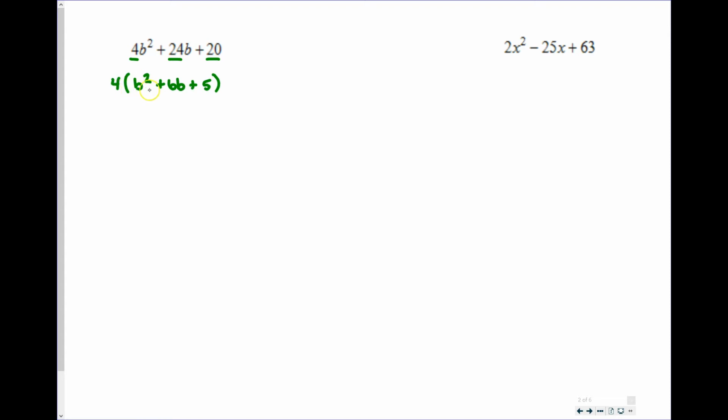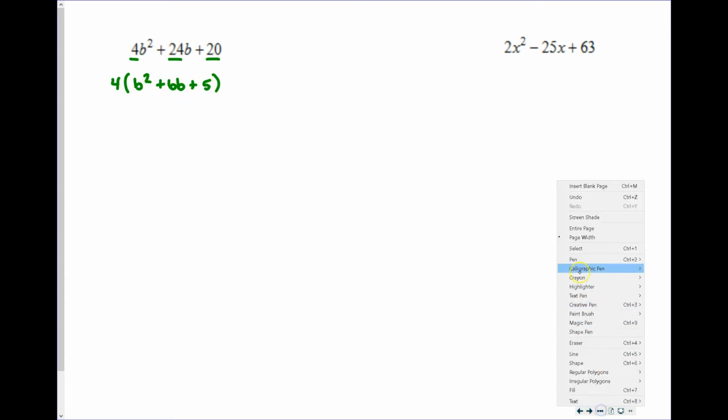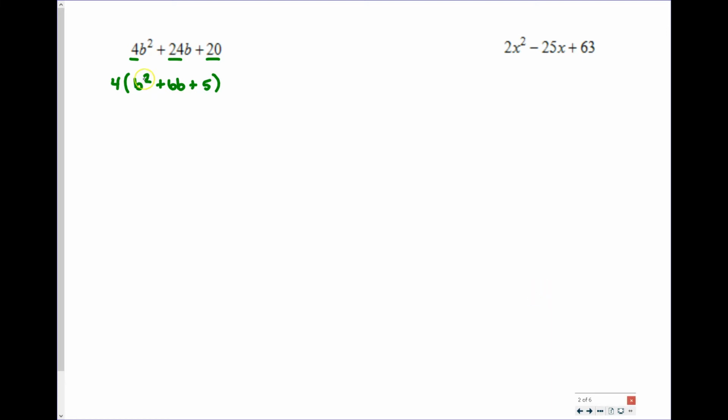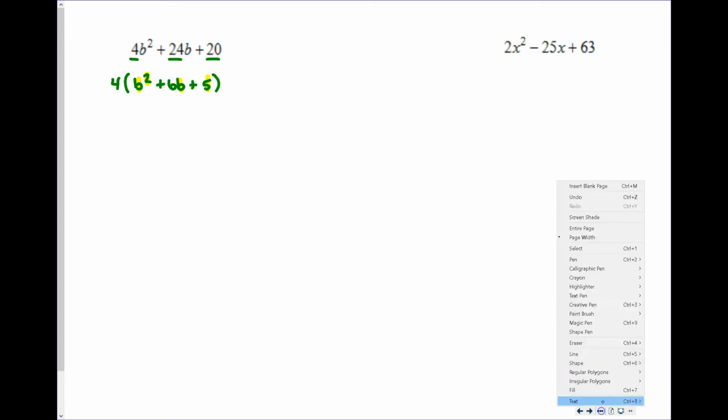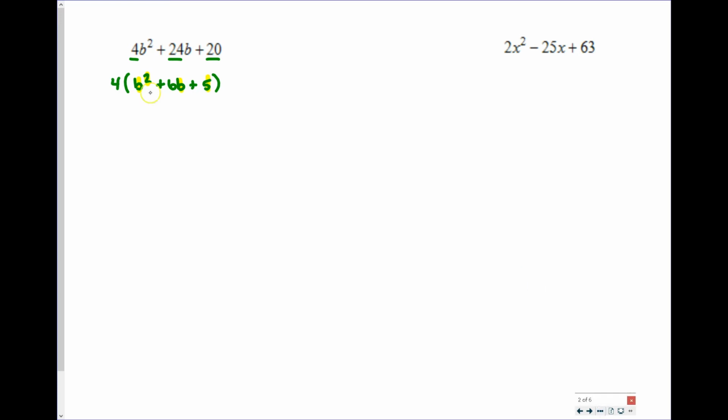Now that I have this trinomial, do you see how it has the b squared, a b, and this number here? That tells me that I can now take that trinomial and use the Punnett square and the x. So I'm going to take that last number 5 and the middle number 6 and try to see if I can find the pattern. You're going to figure out soon that it's 1 times 5. 5 times 1 is 5. 5 plus 1 is 6.